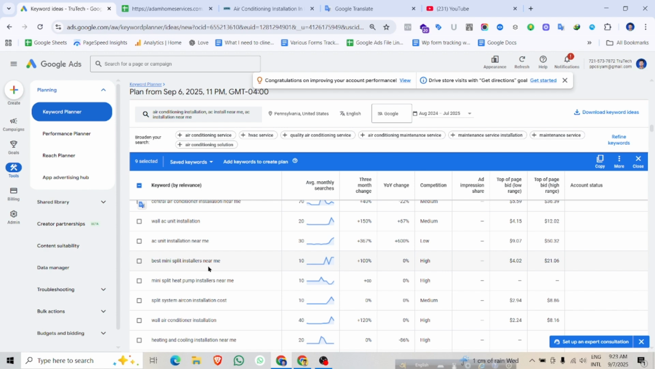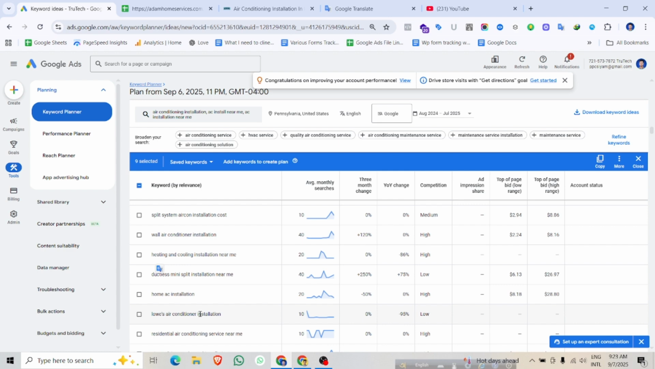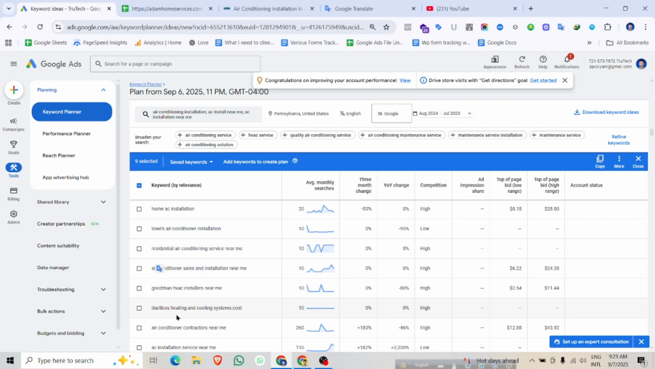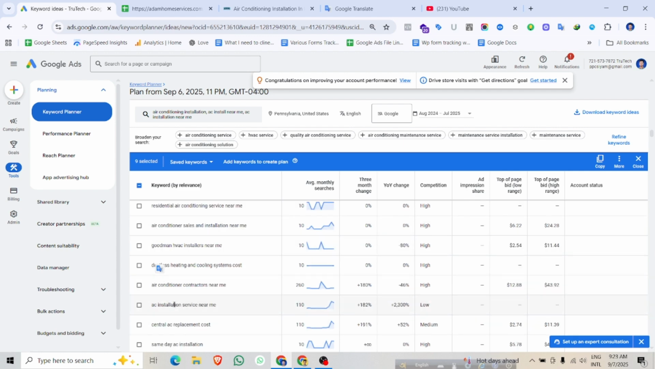Now you need to understand, as a business owner you can understand, but as a Google Ads expert or Google Ads learner, mini splits, why, what is the best mini split? Okay, what the word intent is, you can Google it. Residential air conditioning service near me. Residential means homeowners, your target is homeowners. Then I found the best keywords.